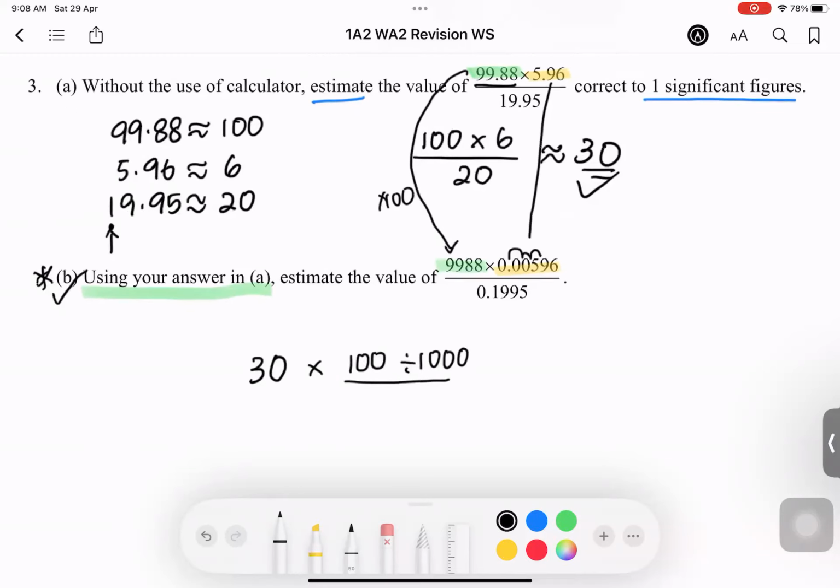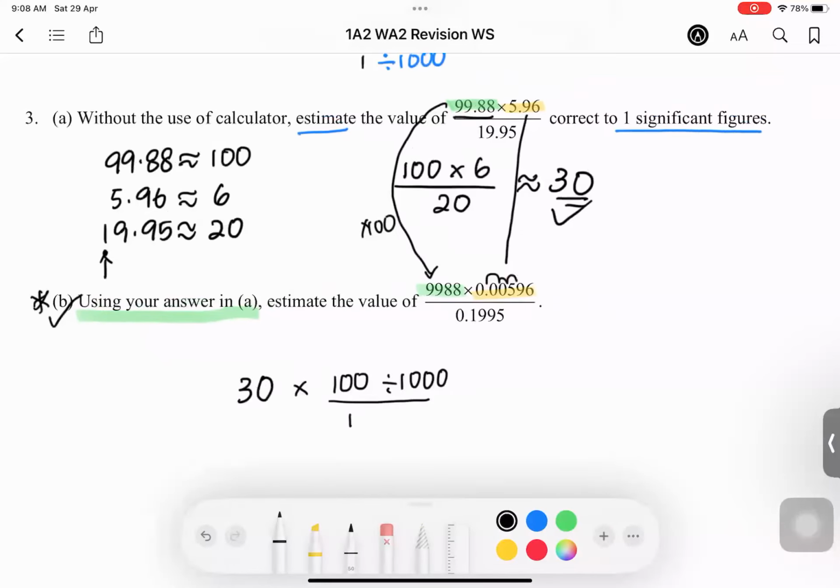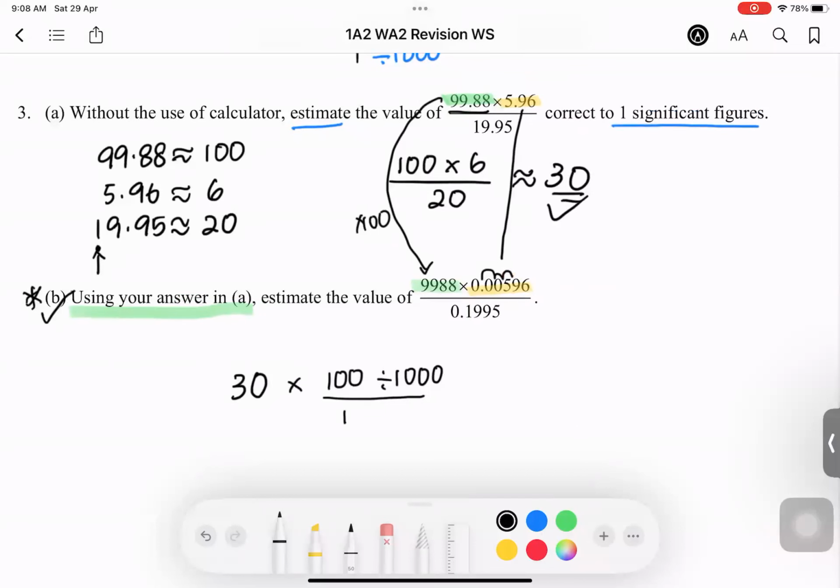Okay, then this number here, the denominator, sometimes we don't have a number, you must put 1 in case, because we cannot just put with a sign. Then this one over here is 19.95, change to 0.199. So 19.95, I must divide by 100. Then I calculate this whole answer using my calculator.